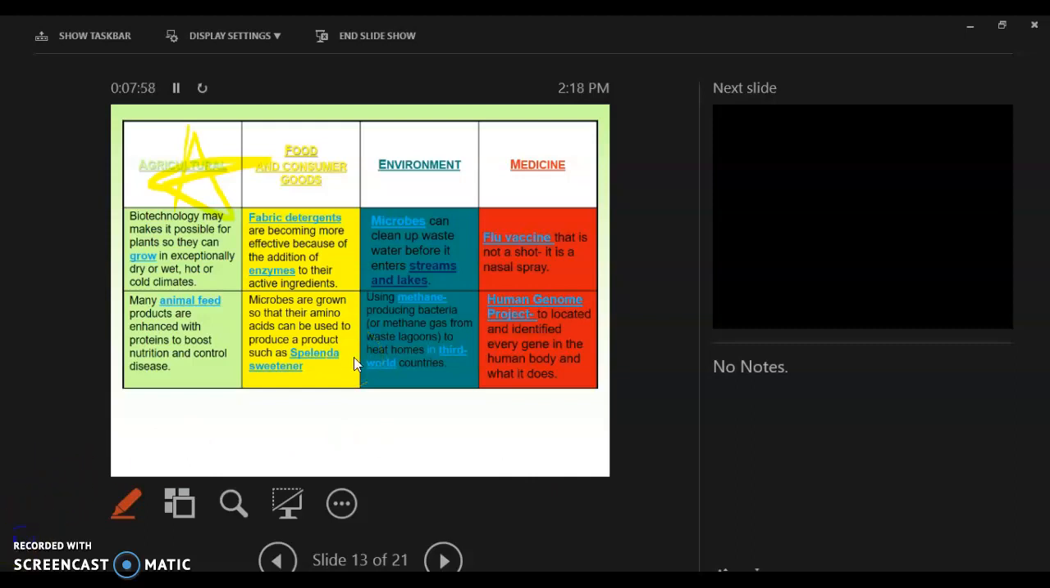With food and consumer goods, fabric detergents are becoming more effective because of additional enzymes. Enzymes were made through biotechnology for their active ingredients. So if you get a stain, the fabric detergents that you wash your clothes in have them as active ingredients. Microbes are grown so that their amino acids, and we will learn what these terms mean, can be used to produce products such as Splenda sweetener, and that is to help us and help our bodies.